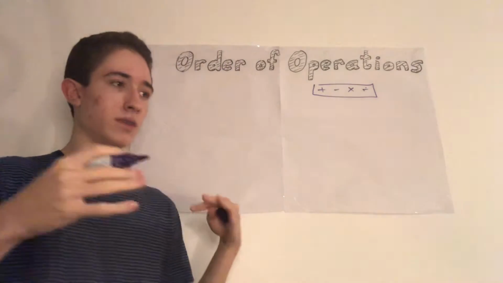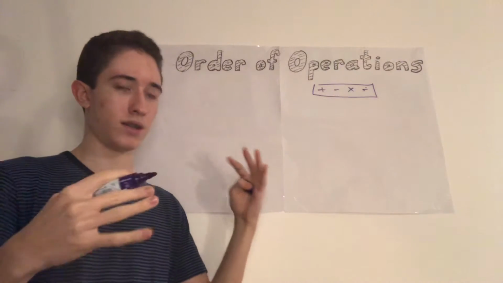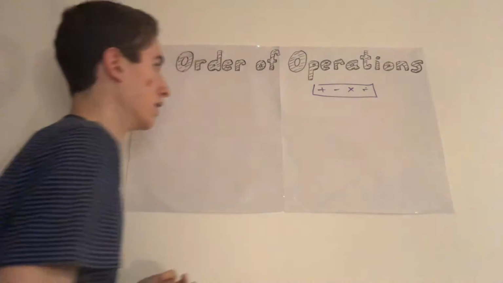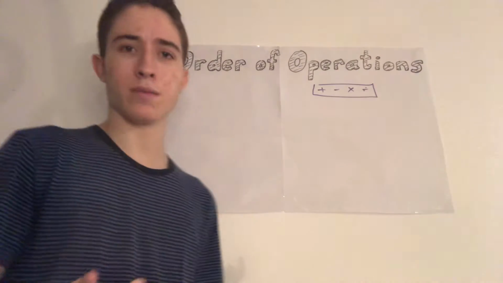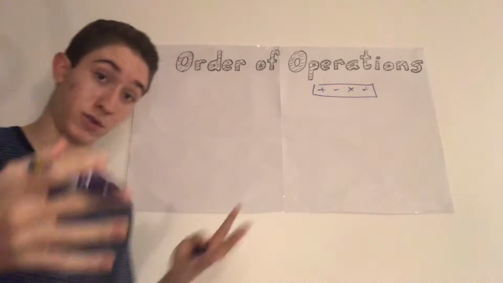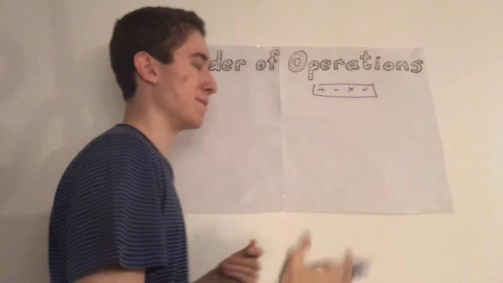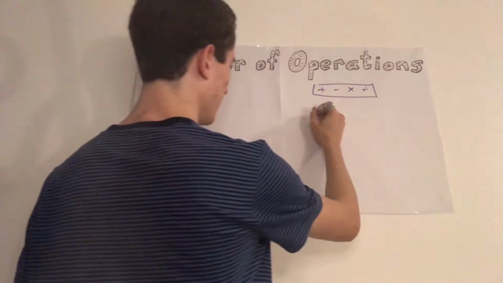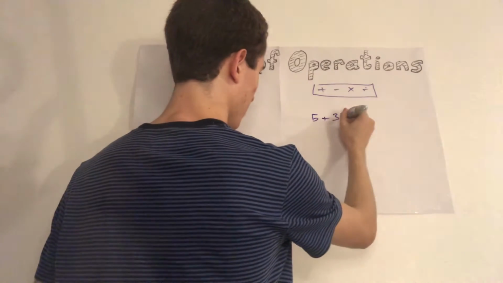And the order of operations is basically a convention that we have to decide which operations we do first and last. And you may ask, well, why do we need an order? And I'll show you right now. Because, well, let's take an example. 5 plus 3 times 4.